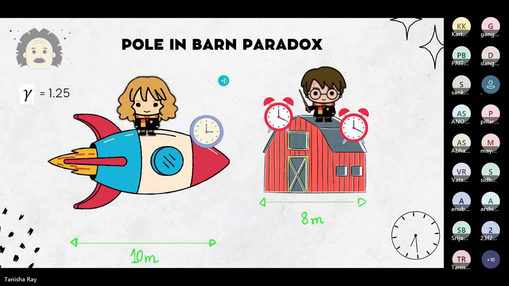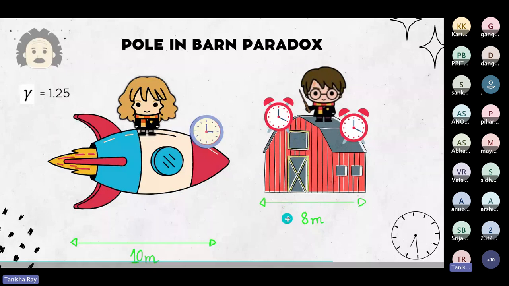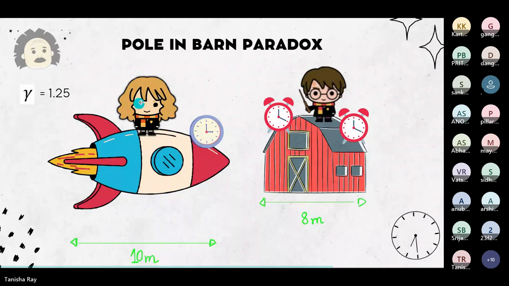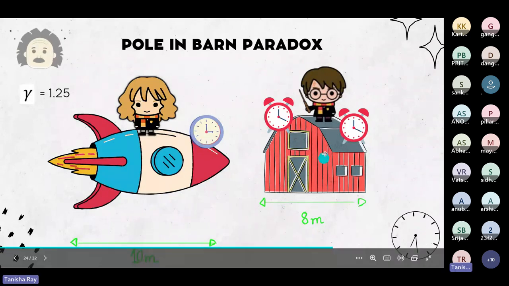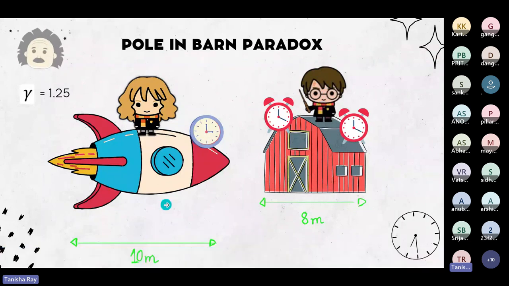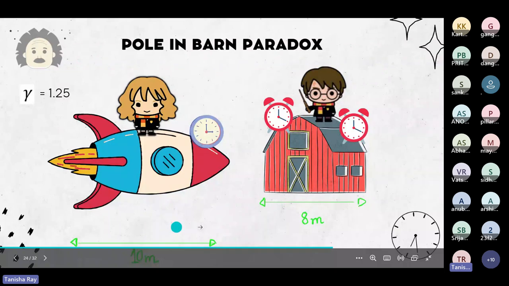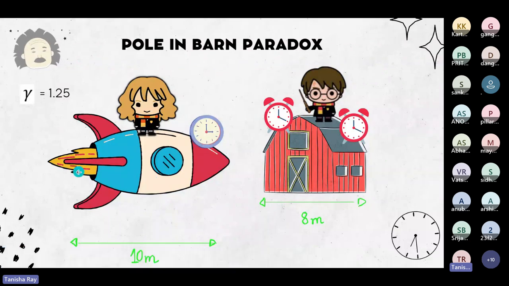Now, one more thing I want to make clear: this 10 meter length is measured by Granger, who sees herself at rest, and this 8 meter length is measured by Potter, who sees himself at rest. So these are in their respective frames. Don't confuse this with some general length or anything. It's just in the frame in which they are seeing their vehicle or house at rest.